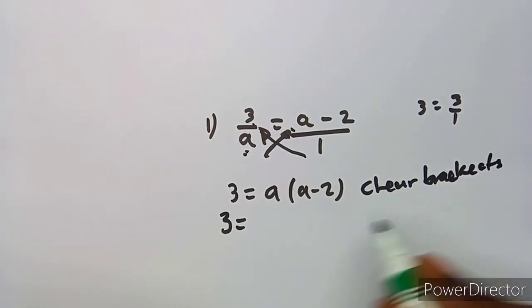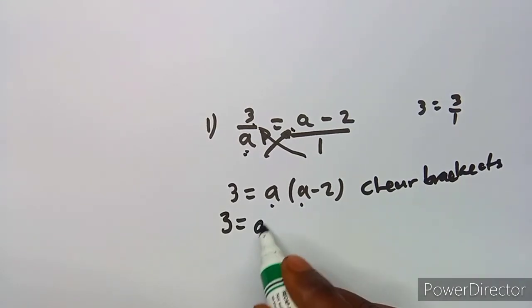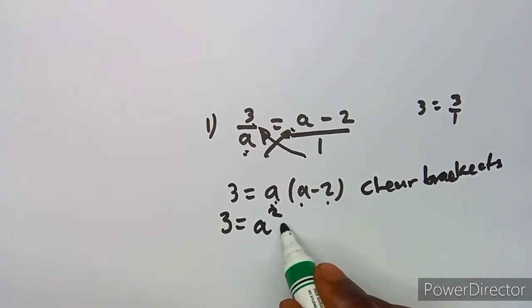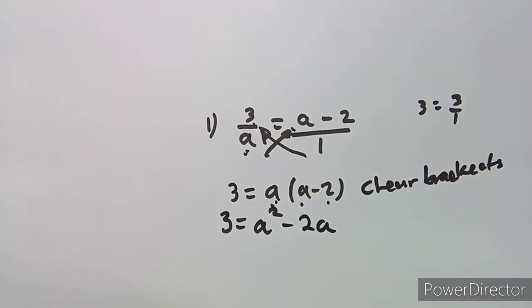All right, so you're going to have a times a, which is a squared, a times minus 2, which is minus 2a. Okay, guys, I want you to take note. All along, we didn't even have an idea of the type of equation that we are working with. But now after expanding brackets, you can tell the type of the equation that you are working with. As you can see in this equation, the highest exponent is 2. So that's definitely a quadratic equation.